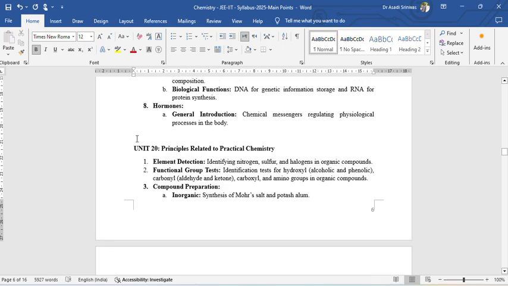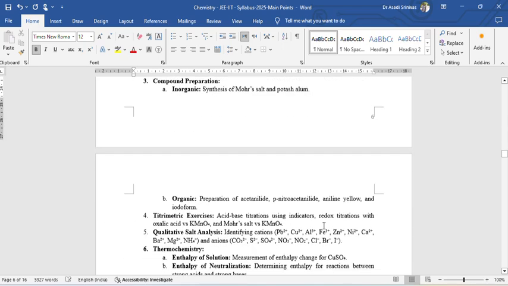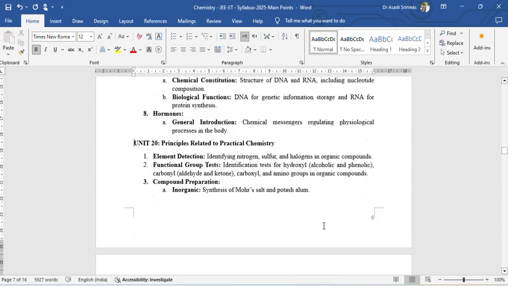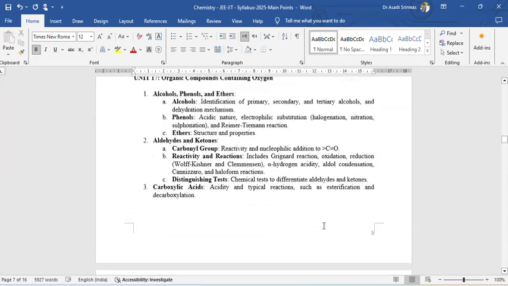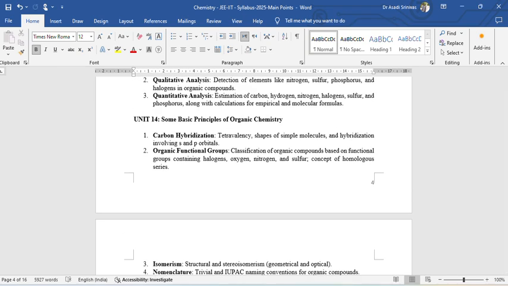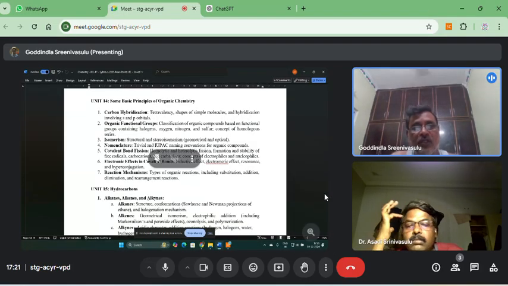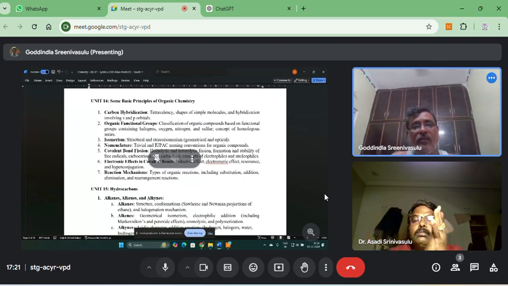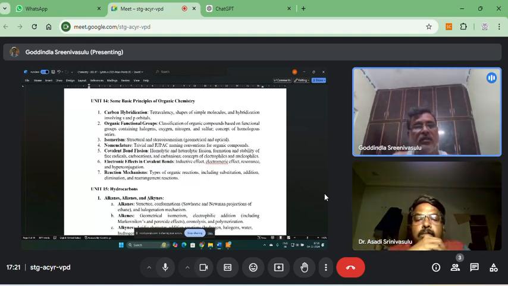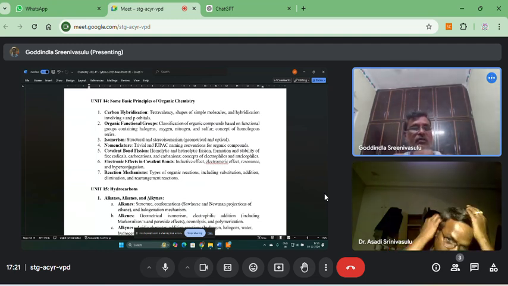So, some principles in organic chemistry: carbon hybridization, tetravalency, carbon shares 4 electrons. So, the simple molecules and hybridization involving the s and p orbitals. Then organic functional groups, different functional groups are there. They are classified based on functional groups containing halogens, oxygen, nitrogen, sulfur. The concept of homologous series.